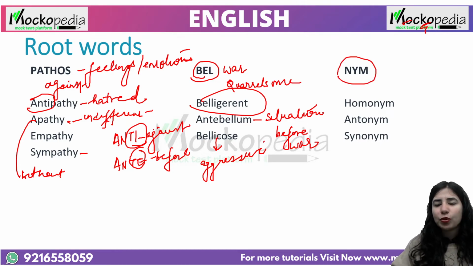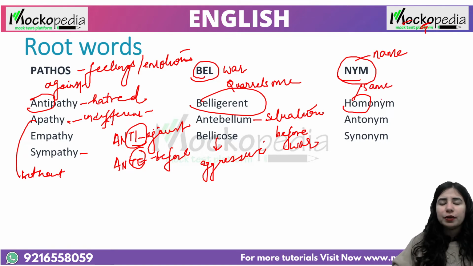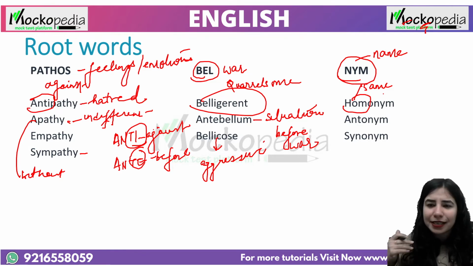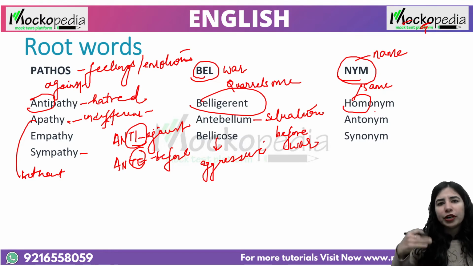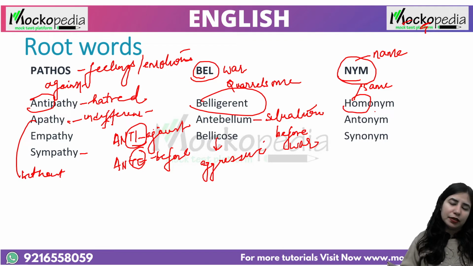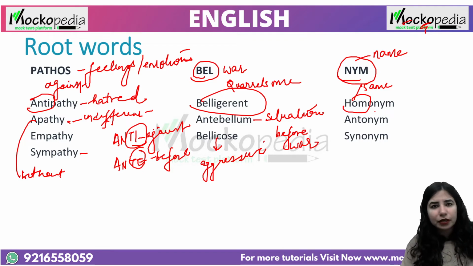Let's come to the next one. NIM. NIM stands for names, and the first is homonym. So homo is same. Homonym, homogeneous and heterogeneous mixtures. I'm sure you must have studied in chemistry. So if you put salt and water and mix it, it's a homogeneous mixture. And if you put sand and sugar together, it's a heterogeneous mixture. Hetero is different, homo is same. Simple, right? So NIM stands for name. Homonyms means similar names. Antonym is opposites, and synonym is similar in meaning, right? So I'm sure you are clear with these words.